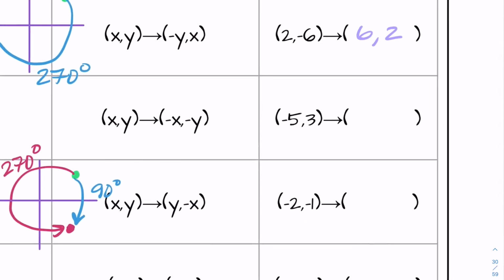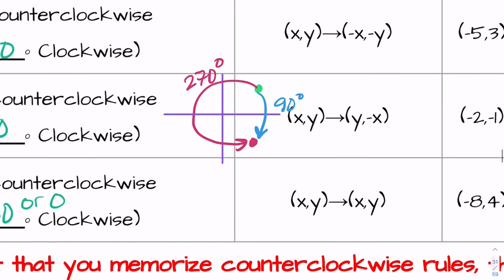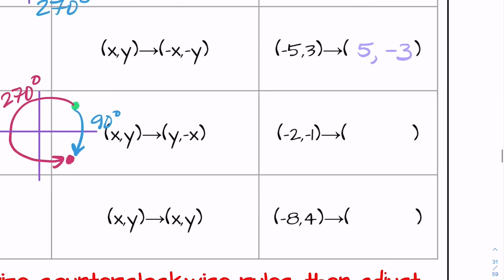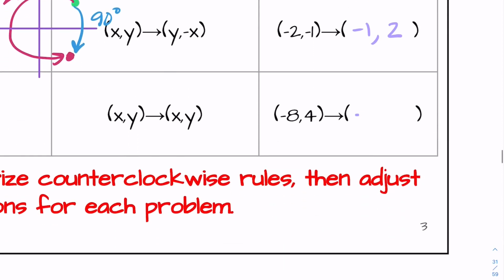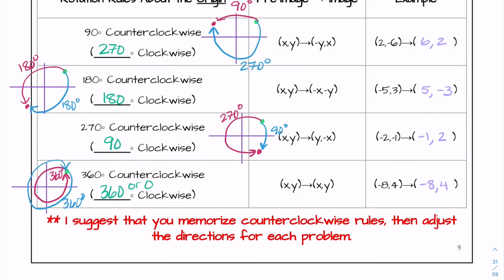For a 180, they stay where they are, but they become the opposite values. So 5 and negative 3. And then for 270 degrees counterclockwise, we flip them again, but this one, the X coordinate stays the same. I'm sorry, the Y coordinate stays the same. The X becomes opposite. And for a 360, nothing happens.